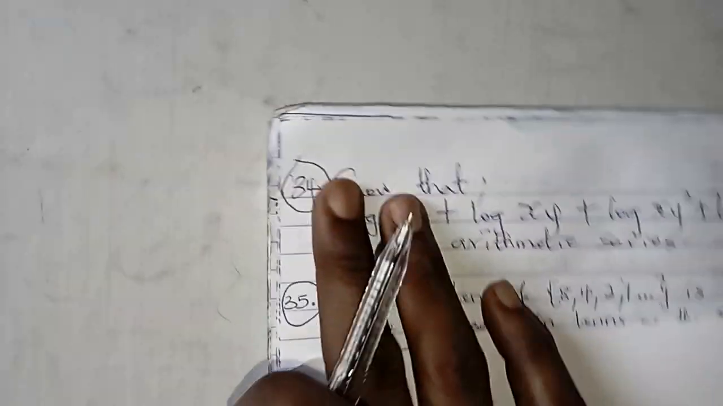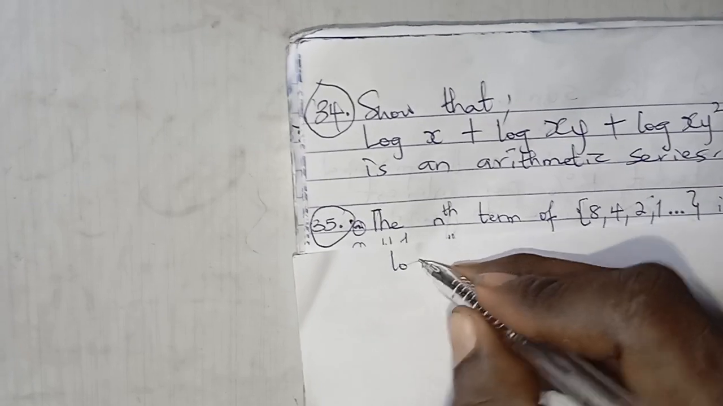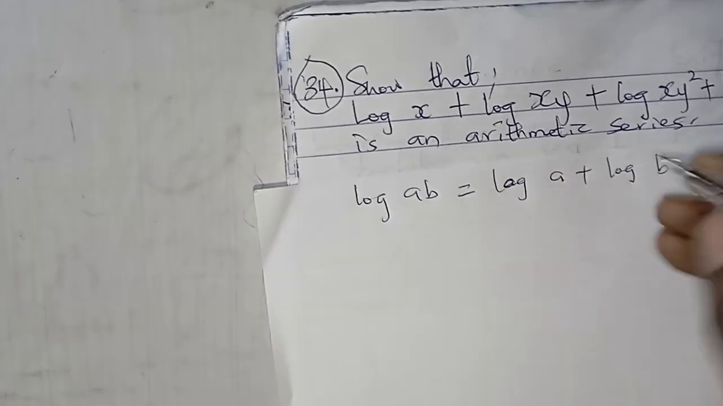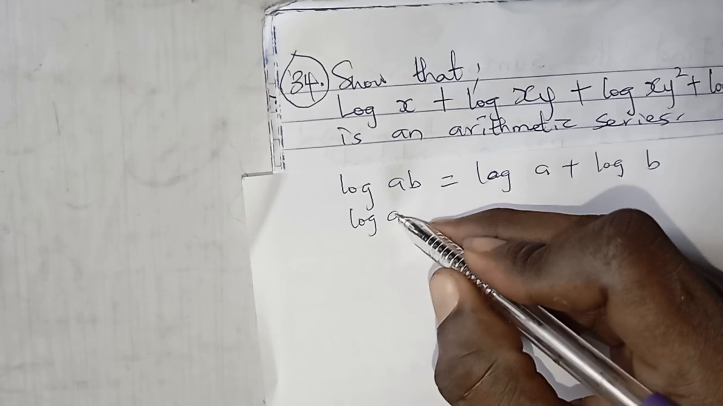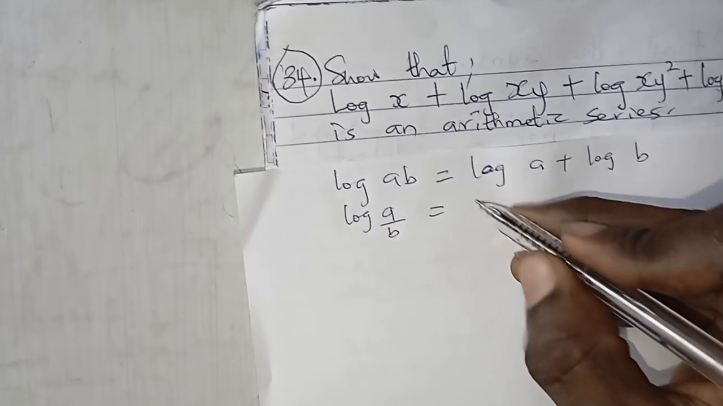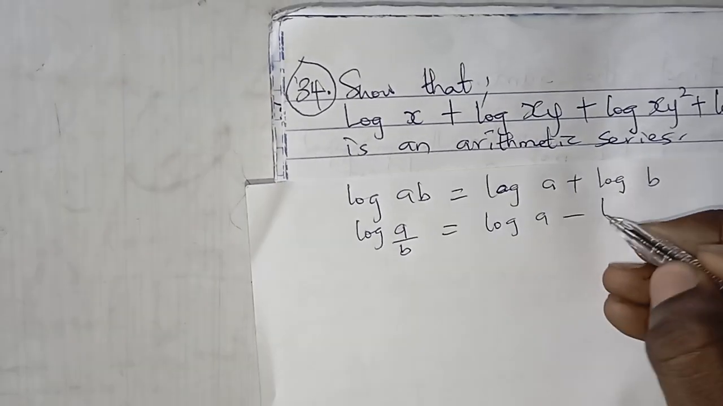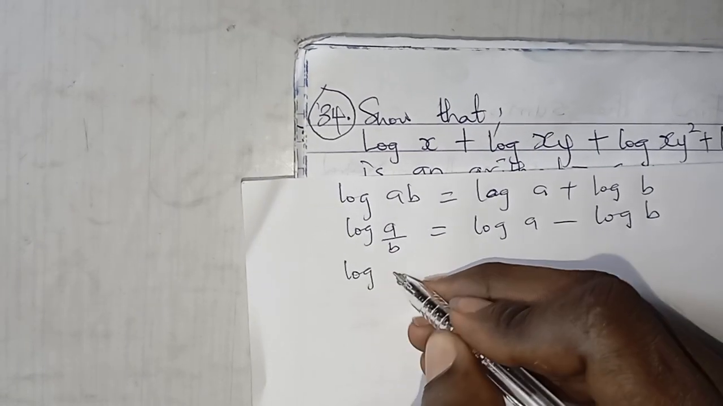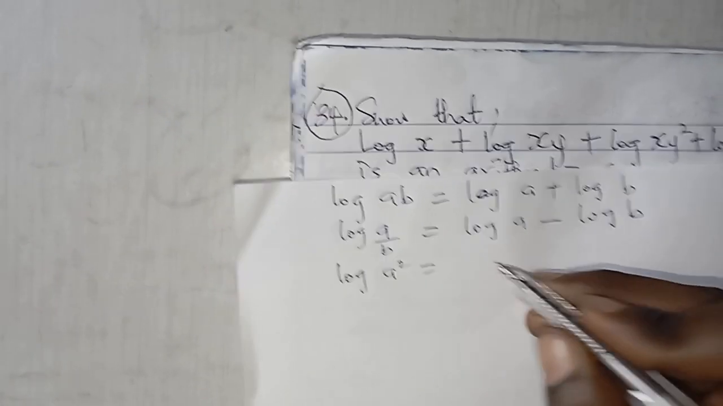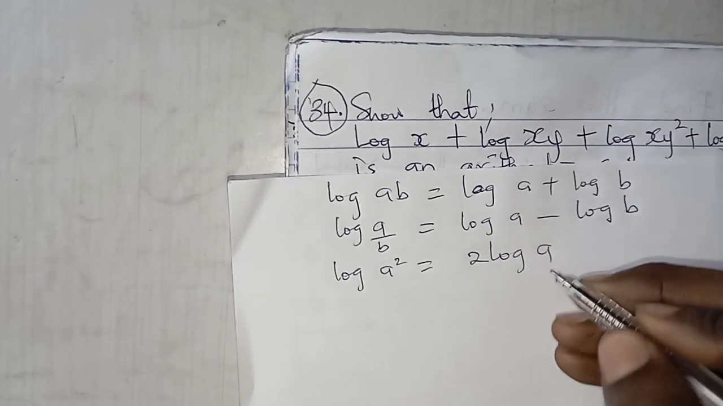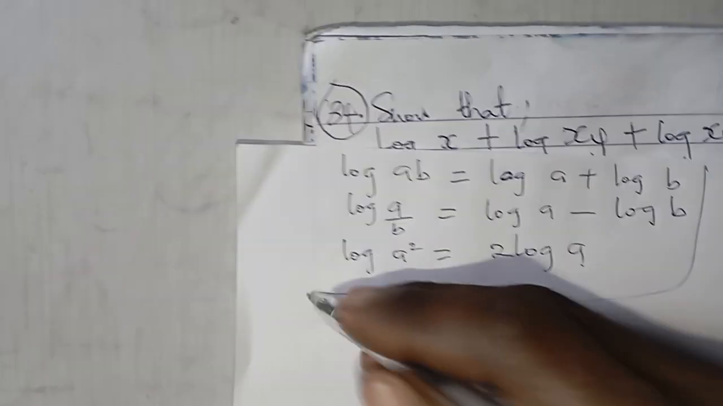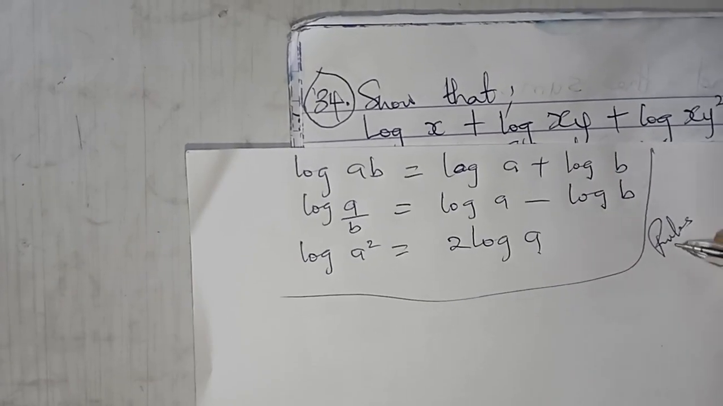So let's show that. You remember that logarithm log ab is equal to log a plus log b, and log a over b is equal to log a minus log b. And log a square is equal to 2 log a; find the logarithm, then multiply it by 2. These are rules of logarithm.